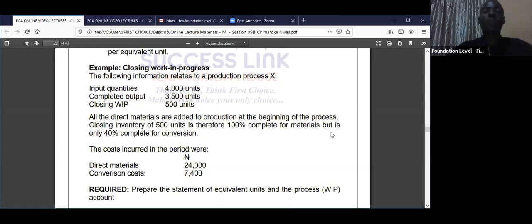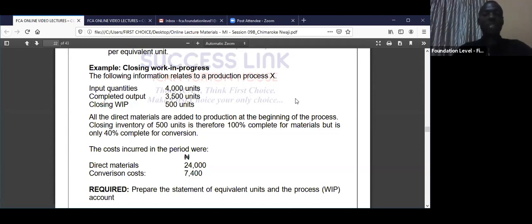Closing inventory of 500 is therefore 100% complete for materials, because all the materials were added. It's just like bread. When you are doing bread, all the materials would have been mixed. So the work in progress will contain 100% for materials. But they said it's only 40% complete for conversion, which makes sense, because if a particular stage has not been reached, you will not get that conversion for that stage. So it depends on which stage the product is.